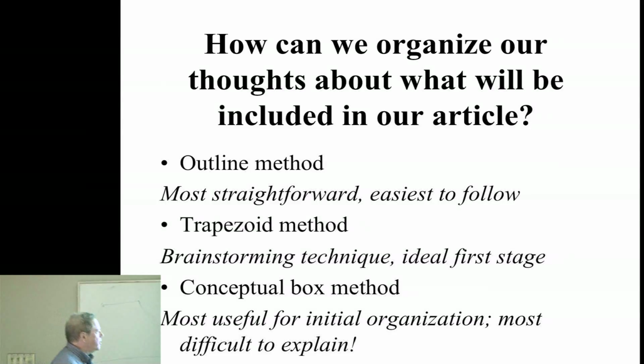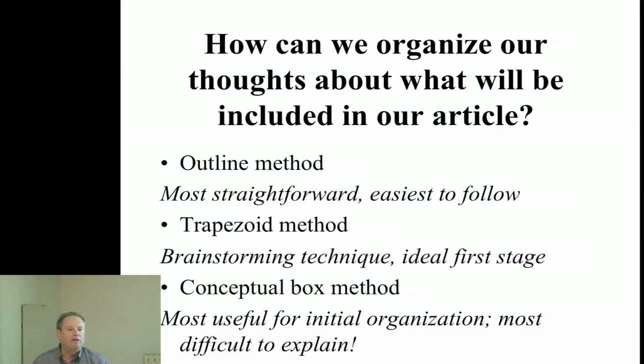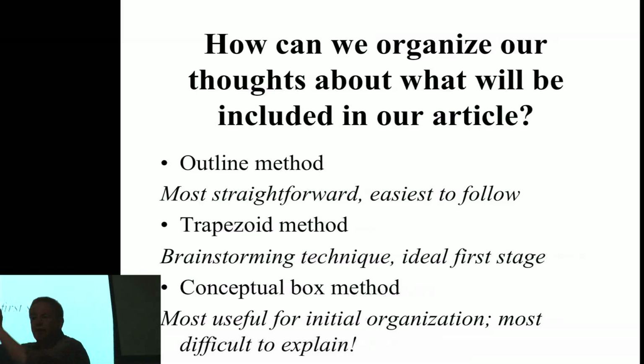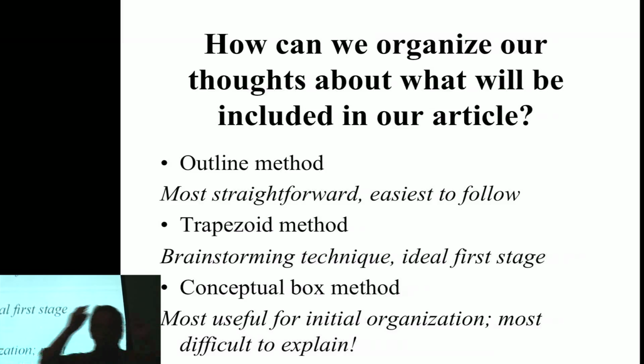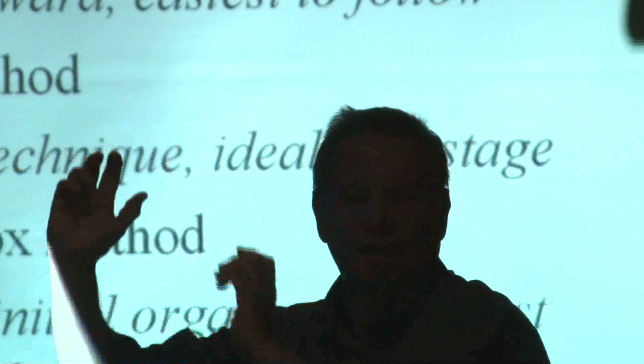The third method, the conceptual box method, is the way people decide on how a movie is made. What they do is they make a series of boxes to tell a story. So the first box maybe will be the first scene of the movie. And the next box, in their mind, they'll picture the second scene. And the third box will be the next scene.